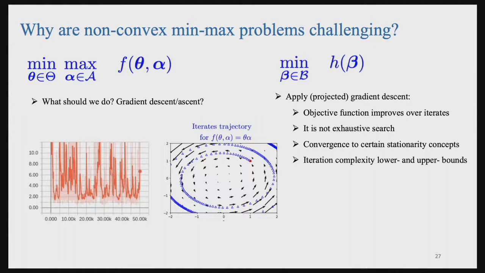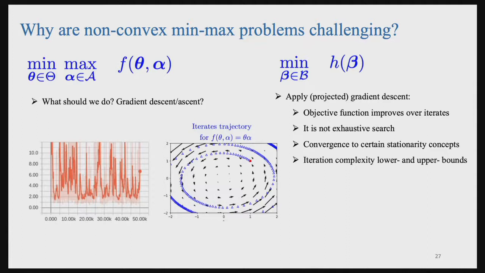Even for simple functions like theta times alpha, if you start from any point, not the zero point, and you run the gradient descent-ascent algorithm, the optimal point is the point at the center, but you see that you go into these spirals and you move away from the optimal point. So it's not difficult to even construct simple cases where this algorithm that people use fails in practice. This is in contrast with gradient descent when you are minimizing the objective.